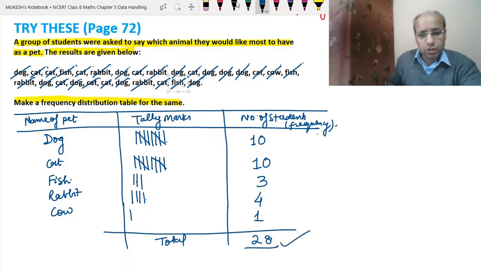So our total is also coming 28. So that means we have done it correctly. Okay, so now I hope you understand how to make the frequency distribution table.